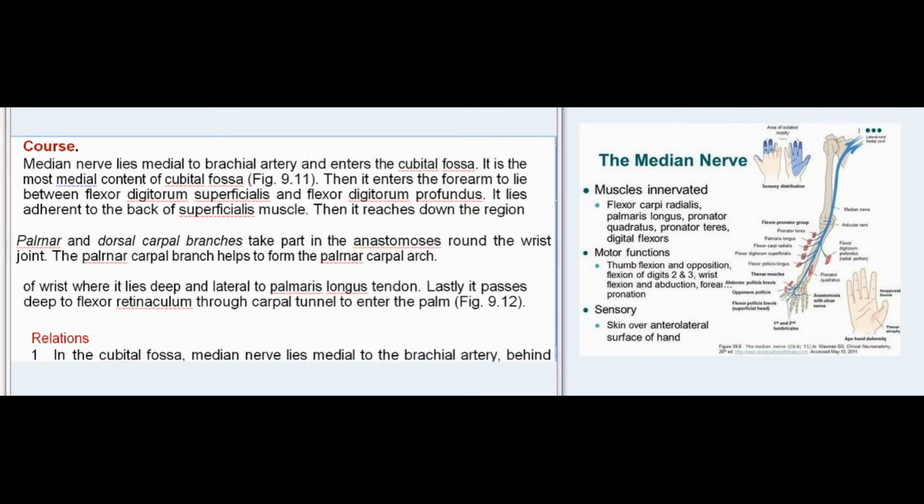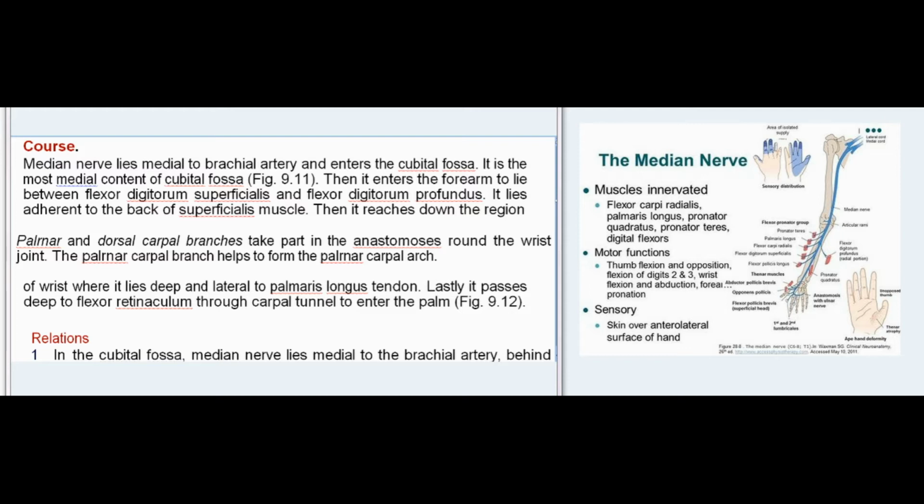Course. The median nerve lies medial to the brachial artery and enters the cubital fossa. It is the most medial content of the cubital fossa, Fig 9.11. Then it enters the forearm to lie between flexor digitorum superficialis and flexor digitorum profundus. It lies adherent to the back of the superficialis muscle. Then it reaches down to the wrist region.